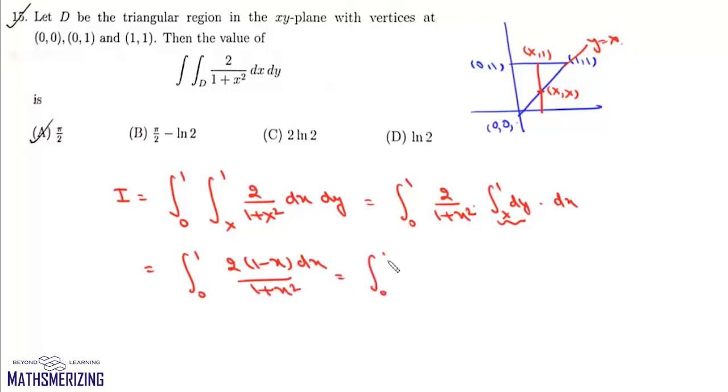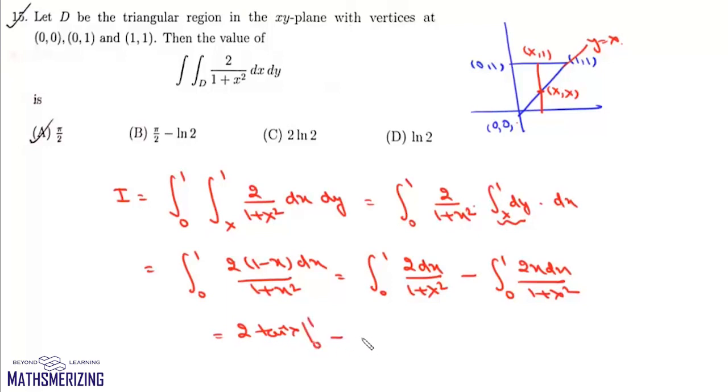So it will be this integral from 0 to 1, 2 dx upon 1 plus x square, and then minus this integral from 0 to 1, 2x dx upon 1 plus x square. Now this is 2 times tan inverse x from 0 to 1, and then minus log 1 plus x square from 0 to 1. So it will be 2 times, now tan inverse 1 is pi by 4, and minus log 2. So value of this integral will be pi by 2 minus log 2, and that's your option B.